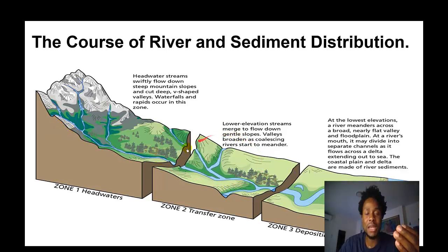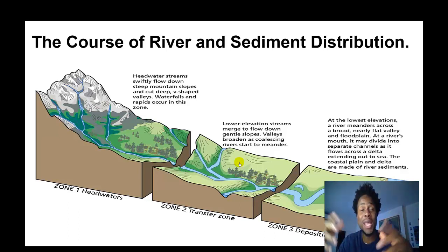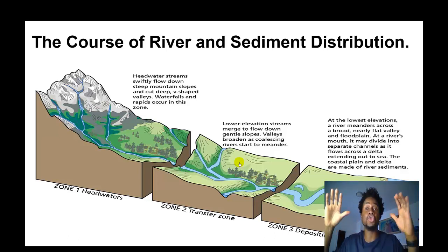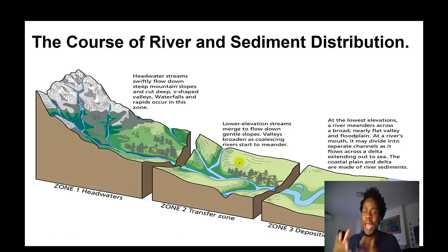So as a result, in the middle course of a river, there is a decrease in speed and a decrease in energy, and as a result, the river cannot carry the heavy loads that it used to carry. So the river would drop the heavy loads and only carry the moderate sediments, the moderate loads, mainly the cobbles and the sand.